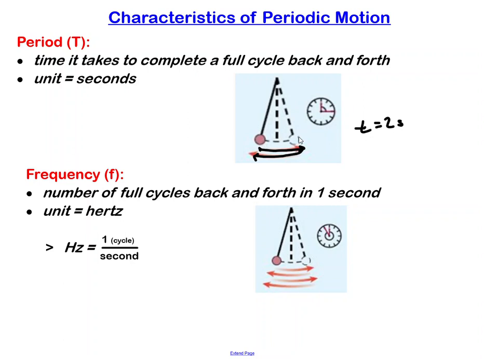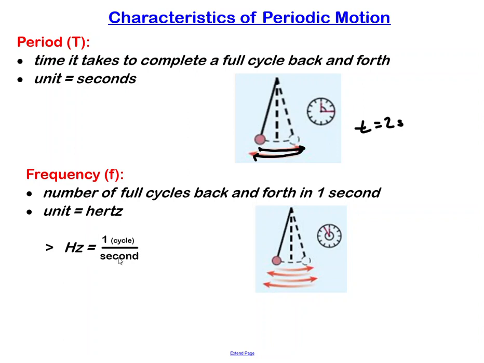If it takes 2 seconds to go from here to there, well then in 1 second, how many cycles are happening? Well, we can figure out that if it takes 2 to go all the way away and back, then halfway in 1 second, it's probably around here, so about 1/2. Well, we can math that too, right?